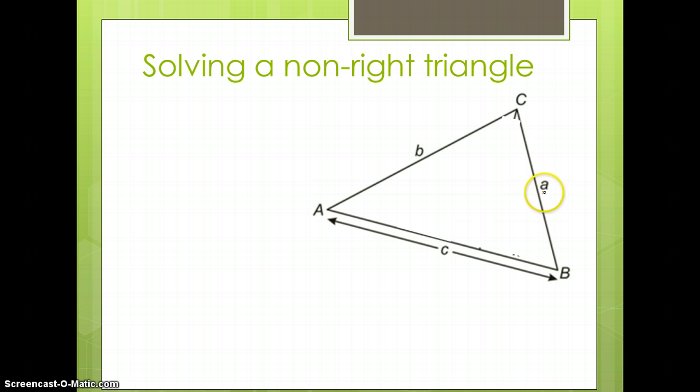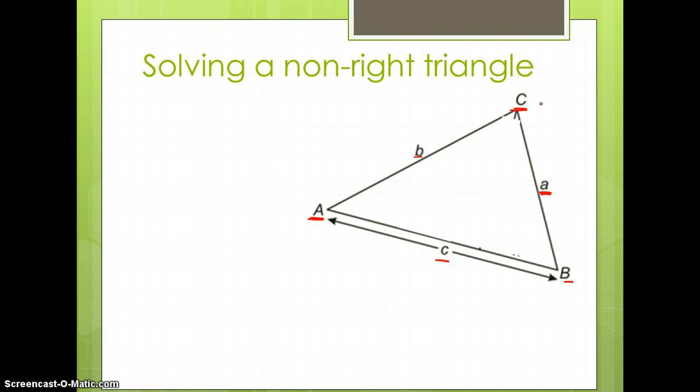The important thing to notice here is side A is across from angle A, side B across from angle B, side C across from angle C. So the labeling of triangles is important when you're using the law of sines and law of cosines, because keeping the placement straight is important. But you see, we have any old triangle here. Those side lengths A, B, and C can be whatever you want.